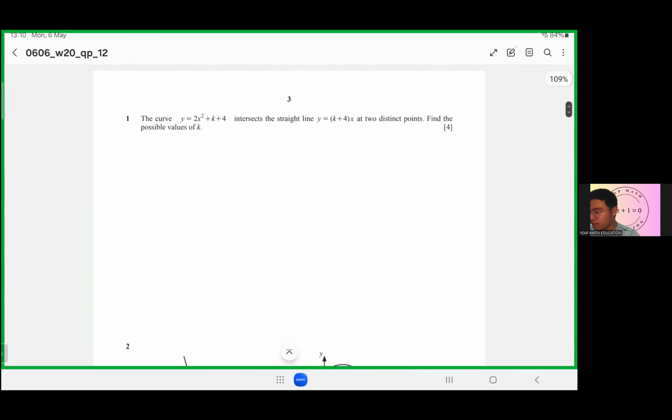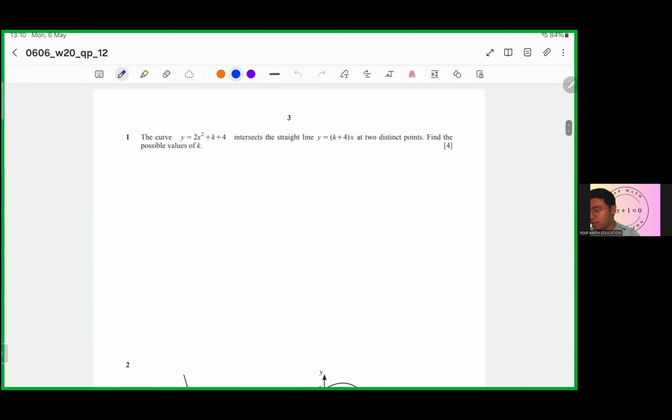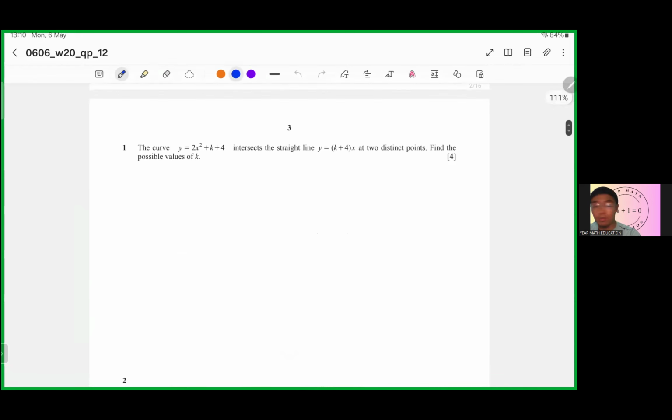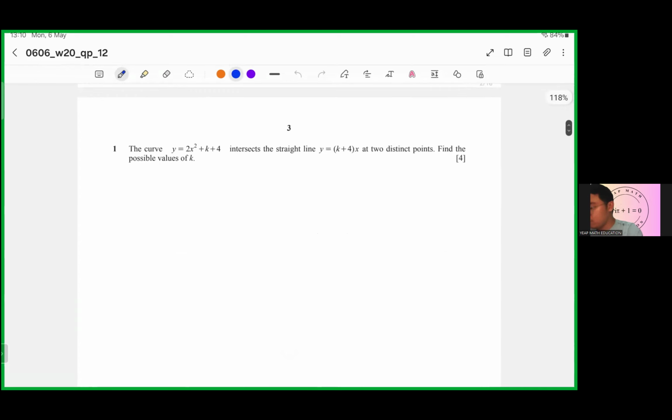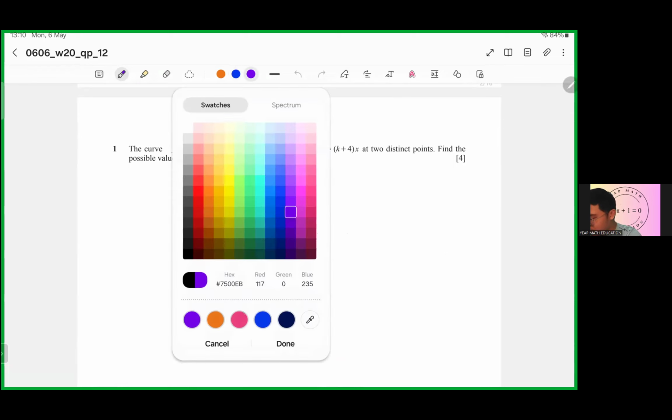Now we look at question 1. The curve y equals 2x squared plus k plus 4 intersects the straight line y equals (k plus 4)x at two distinct points. Find the possible values of k.